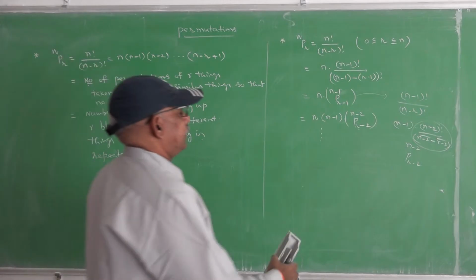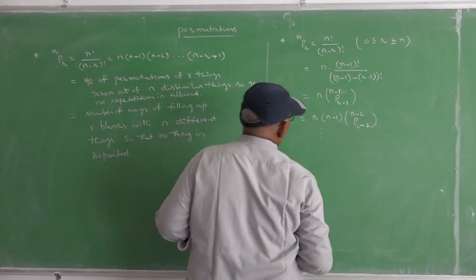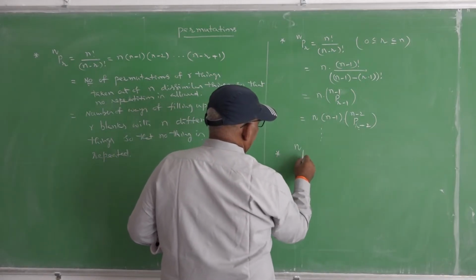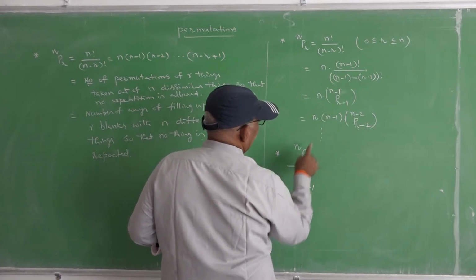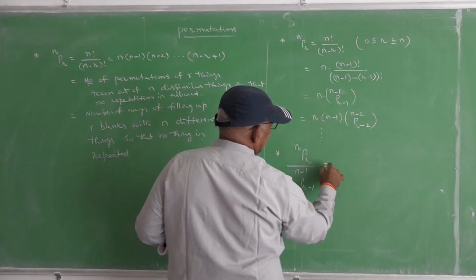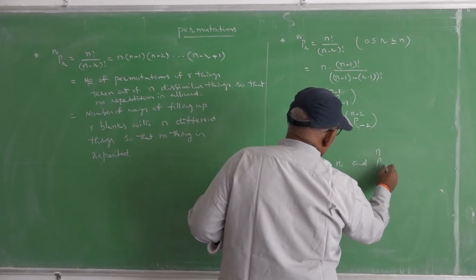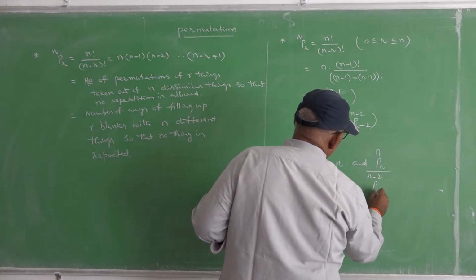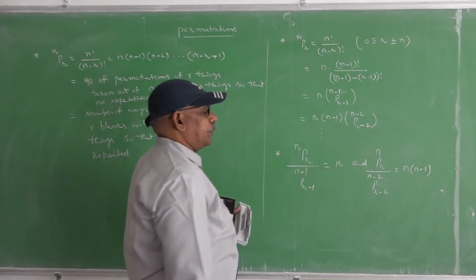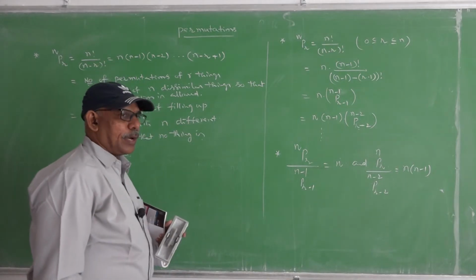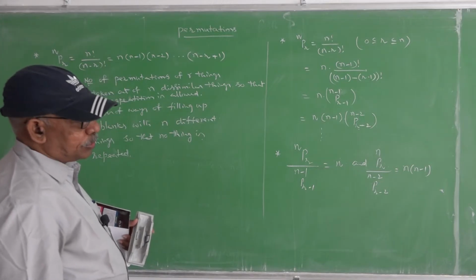From these two, it is clear that nPr by (n minus 1)P(r minus 1) is clearly n. And similarly, nPr by (n minus 2)P(r minus 2) is n into (n minus 1). Like that you can get the ratios of nPr and (n minus 1)P(r minus 1), or nPr and (n minus 2)P(r minus 2), like that.